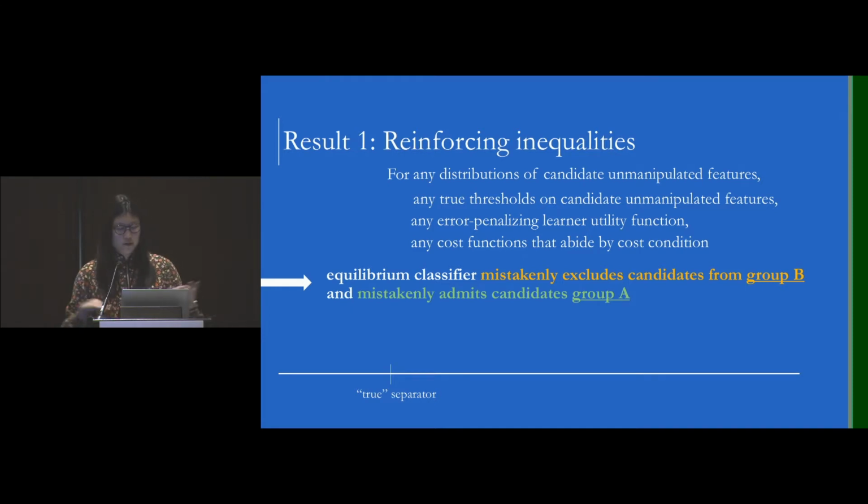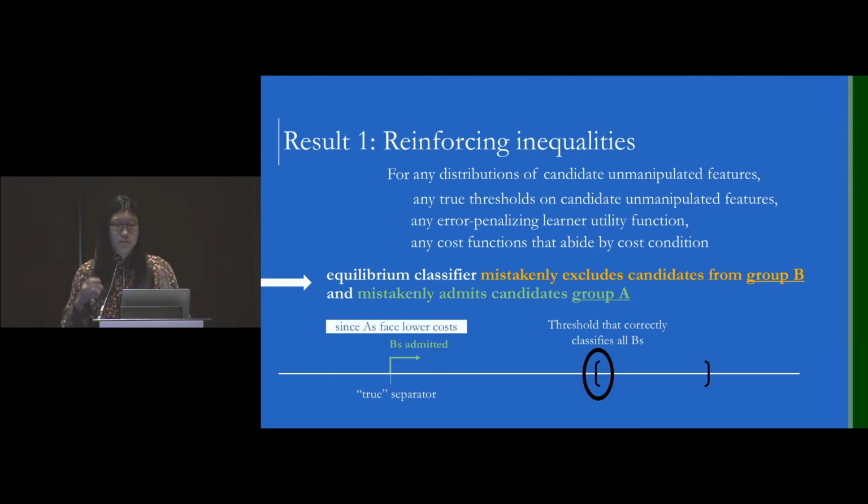So here, we have a single range of SAT scores, and there's a true separator here. We'll have them be the same for the two groups, such that everybody who has a score above this is really qualified. And then we characterize a range of potential strategies that the learner might use, which is characterized by this lower bound, which is the learner using a threshold that will correctly classify everyone from the disadvantaged group. But because people from the more advantaged group face higher costs, they're going to be able to manipulate to that threshold score from an even further lower point, right? And so this is what we call the mistaken admissions for group A.